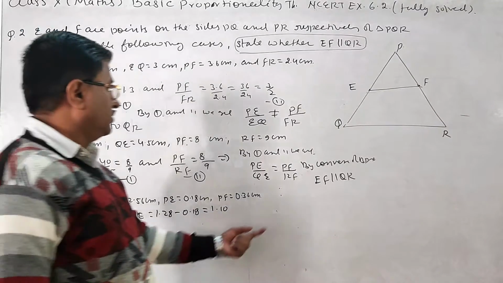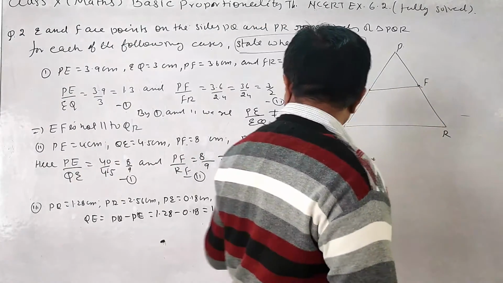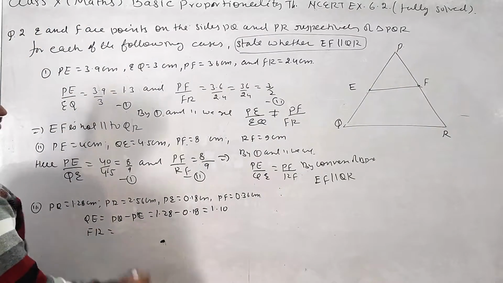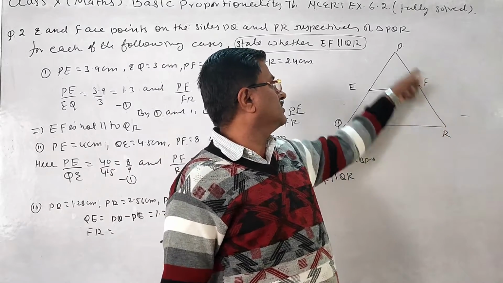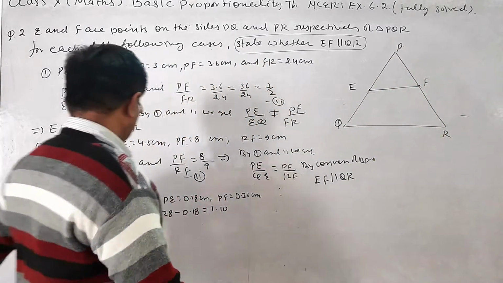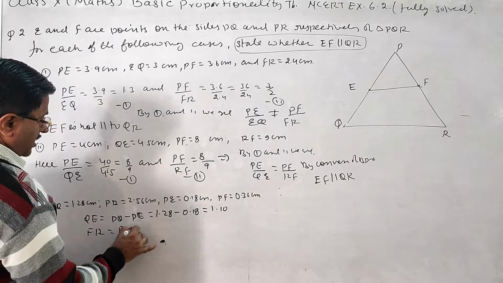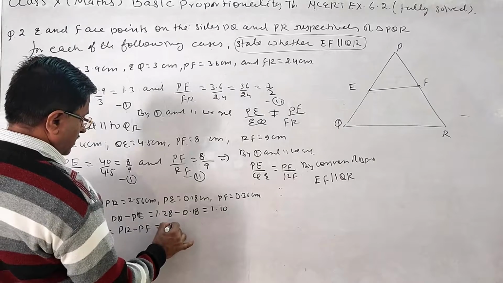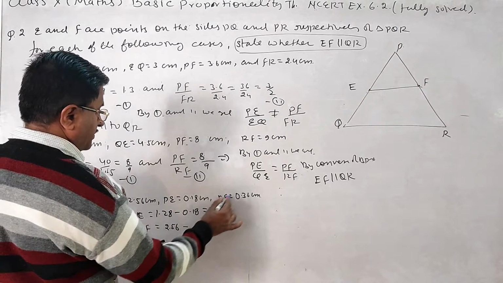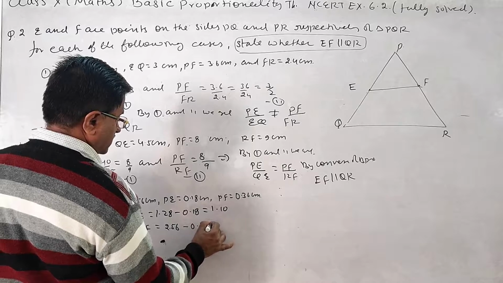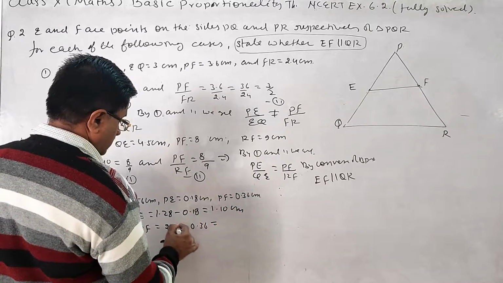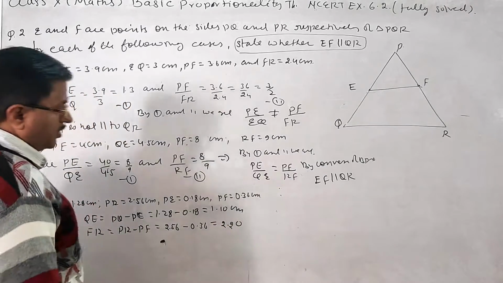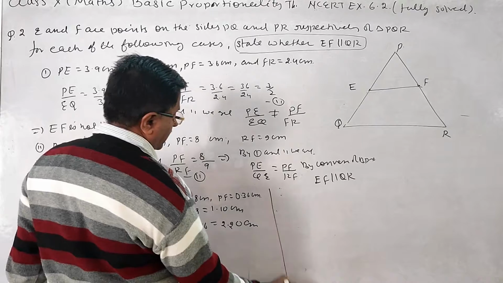Similarly, we need the value of FR. So FR is also not given. So you can find FR. By the figure you can say FR means PR minus PF. So PR is given 2.56 minus PF 0.36. So subtract. So 2.20. So now we get all the parts.